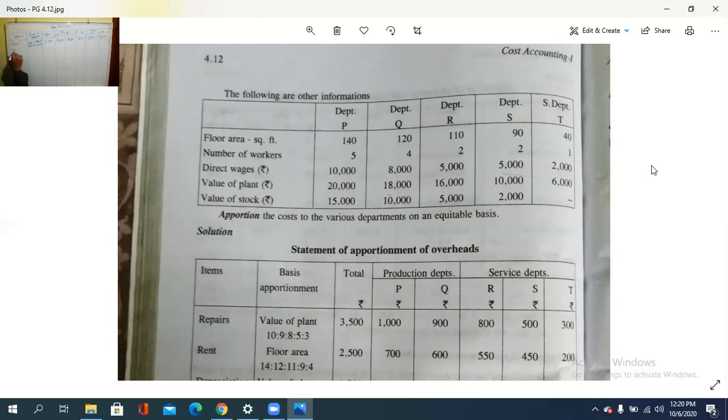Then rent. Rent on floor area. So floor area, how much? 140 is to 120 is to 110 is to 90 is to 40. So dividing by 10, 14 is to 12 is to 11 is to 9 is to 4. In this ratio, 2500 is to be apportioned. It is very simple. Take the ratio and apportion accordingly. So how is it to be? 700, 600, then 550, 450, and then 200. Then next item is what?